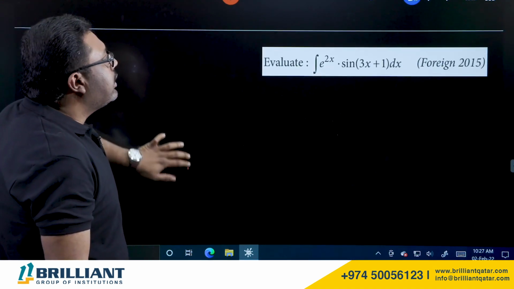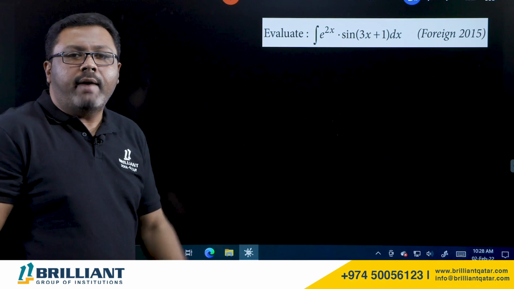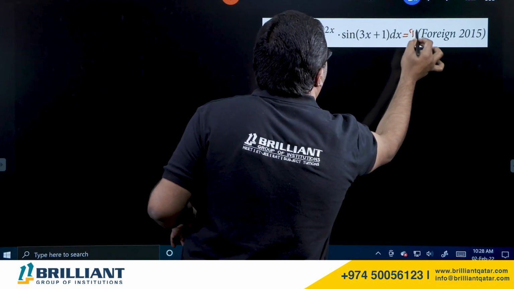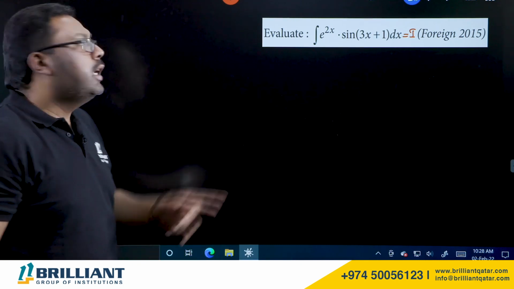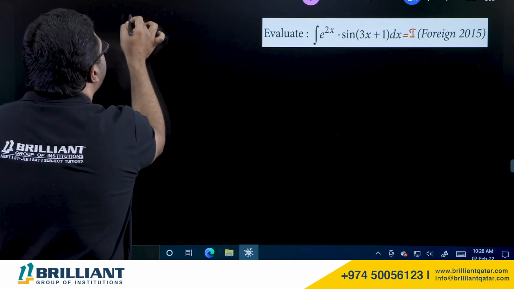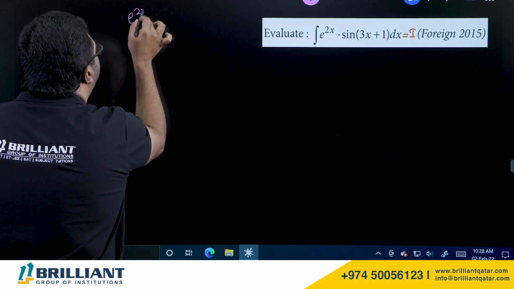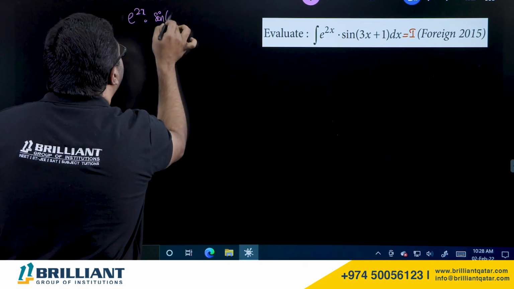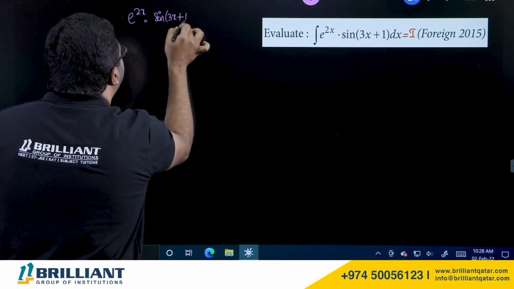Okay. The next question comes here, the problem. I will be calling this as I. Now for me, I can see that there are two functions. Yes, the first function is the exponential form e raised to 2x, and the second function is sine of 3x plus 1.